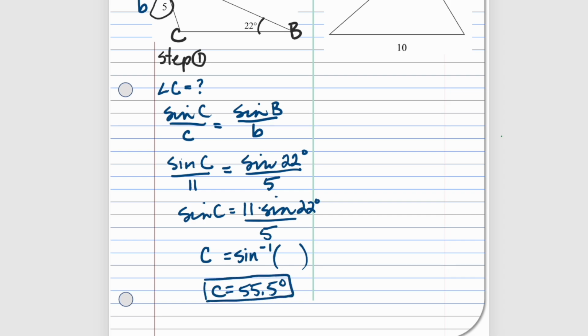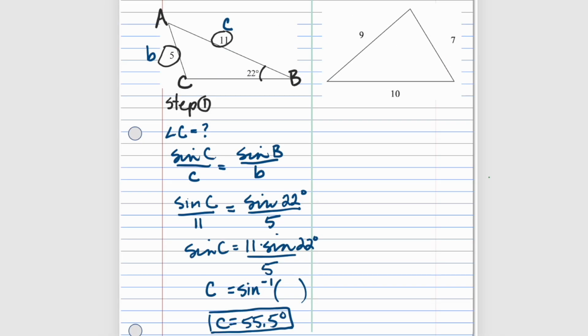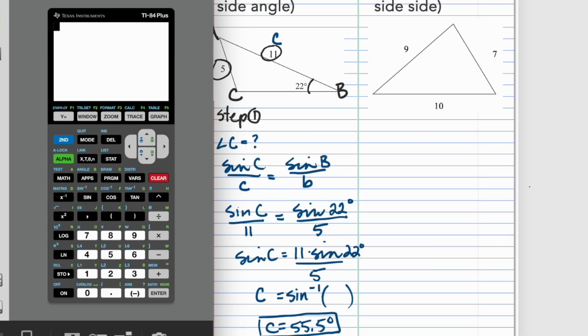Before moving on, think about that angle measure. The calculator gave us 55.5, but our picture given does not correspond with that. Ooh, I lost the 55.5. Well, I'll plug it in again just to show you another way. Inverse sine, if you do it all at once, you need double brackets. 11 times sine of 22, close a bracket, then divide by 5, and close the other bracket. Press enter. There's the 55.